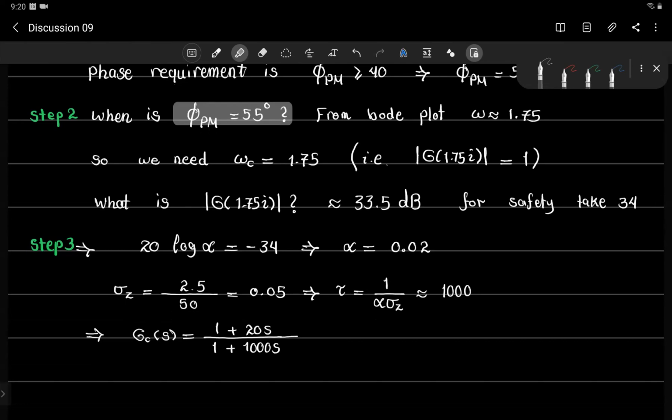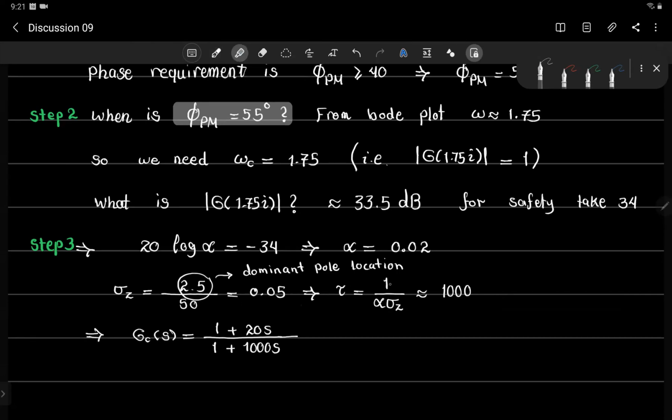Now we have alpha. The next step is to use this alpha to compute the pole and zero locations. Recall the rule that Dr. Marco gave in the lectures: we set the location of the zero to be the dominant pole location of the original system, divided by 50, so that adding a pole or a zero does not affect the behavior of the system too much. If the pole of the system is at 2.5, because we have 2s plus 5, we divide by 50, and that gives us that the zero will be at 0.05.